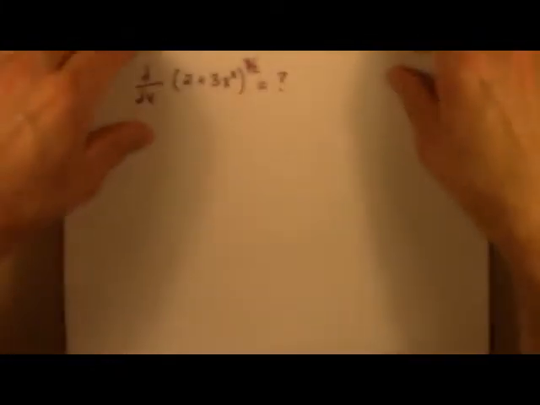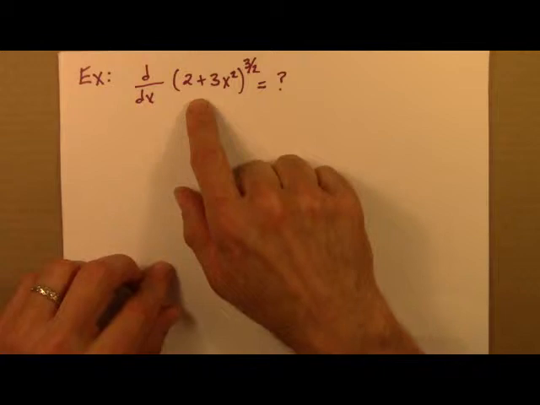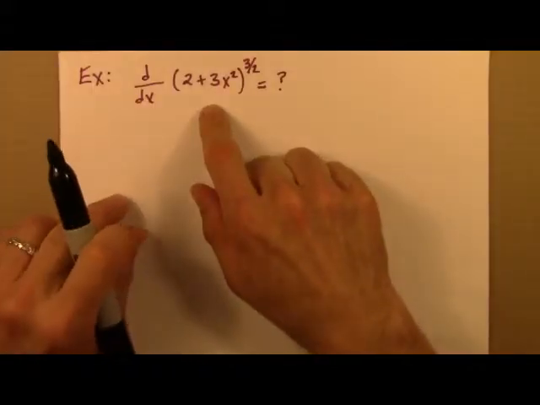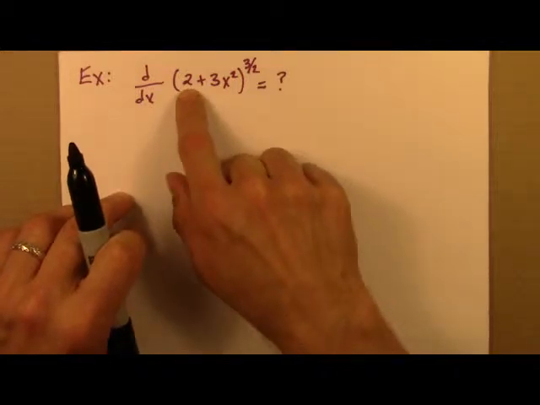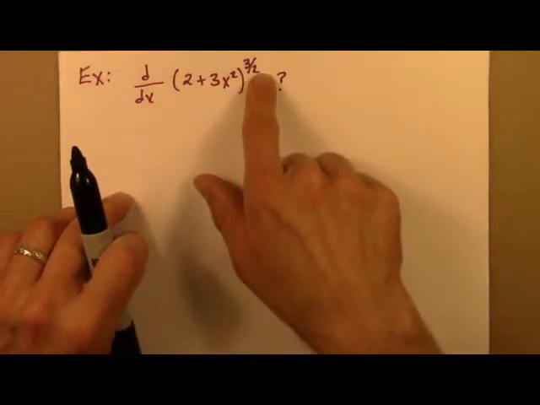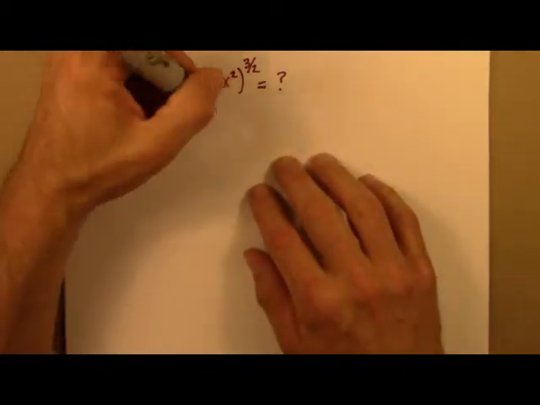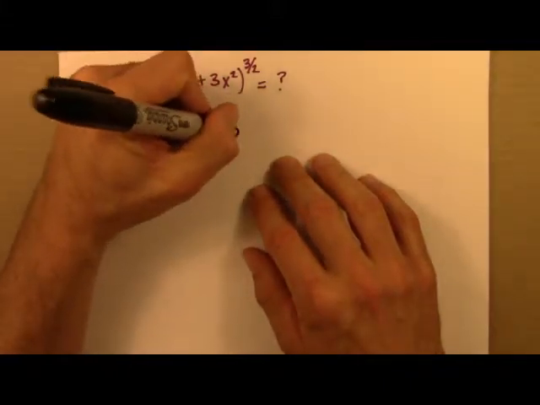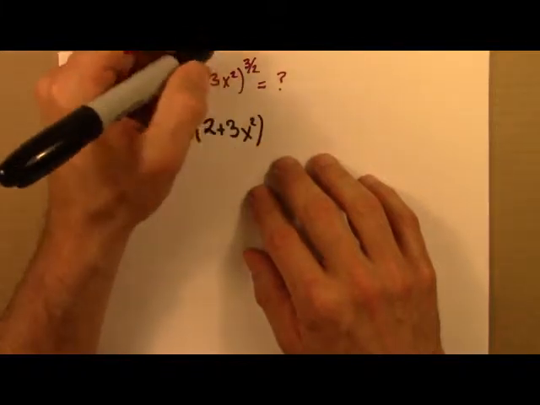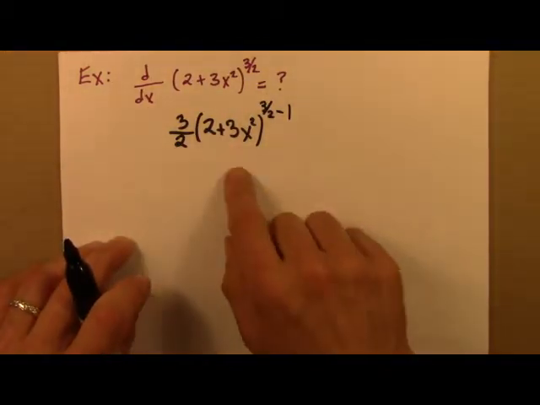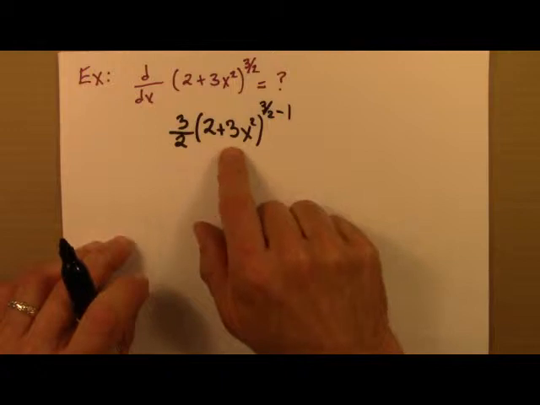Here, suppose you need to take the derivative of (2 plus 3x squared) to the 3/2. So the first thing I need to do is take the derivative of the outer function with respect to the inner function. So the inner function is 2 plus 3x squared, and the outer function is blah to the 3/2. So the derivative of blah to the 3/2 is 3/2 blah to the 3/2 minus 1. Then I need to multiply that by the derivative of the inner function. That's the thing formerly known as blah.